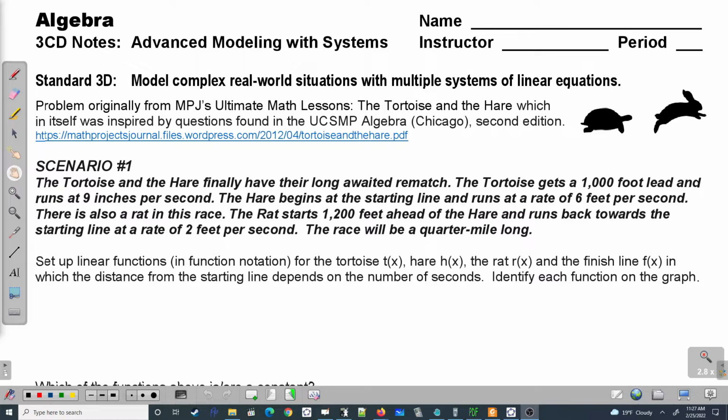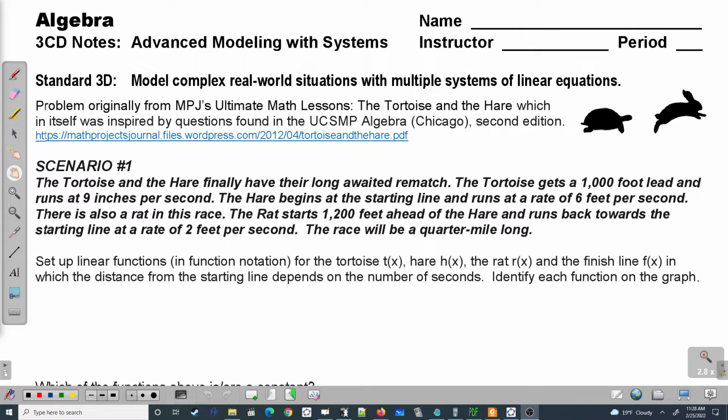Scenario number 1. The tortoise and the hare finally have their long-awaited rematch. We're going to give the tortoise a 1,000-foot lead, but the tortoise is going to run at 9 inches per second. The hare begins at the starting line and runs at a rate of 6 feet per second. There will also be a rat in this race. The rat will start 1,200 feet ahead of the hare, but is going to run back towards the starting line at a rate of 2 feet per second. The race will be a quarter mile long.